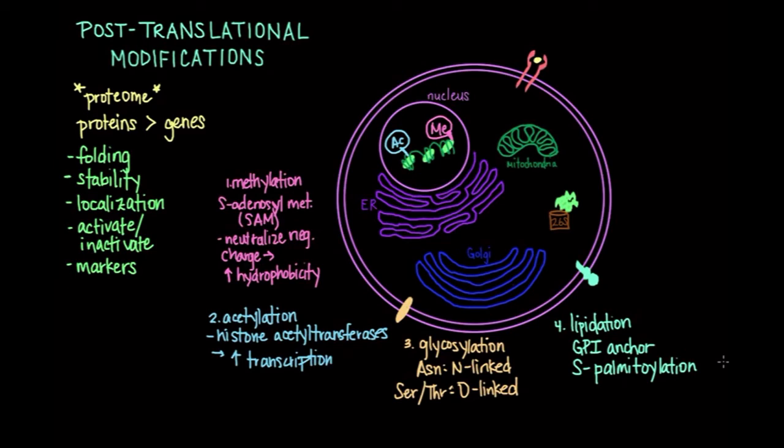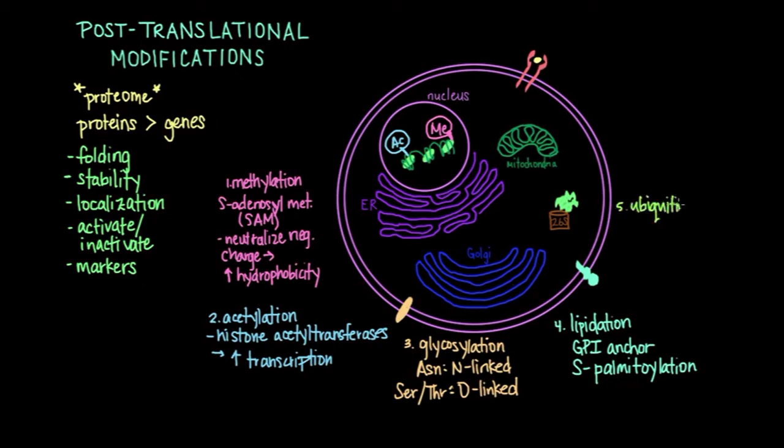S-palmitoylation involves the addition of 16 carbon-long palmitoyl groups to thiolate side chains of cysteine residues. This modification adds a long hydrophobic chain that can be used in a similar manner as a GPI anchor. It helps to anchor proteins in the hydrophobic cell membrane.